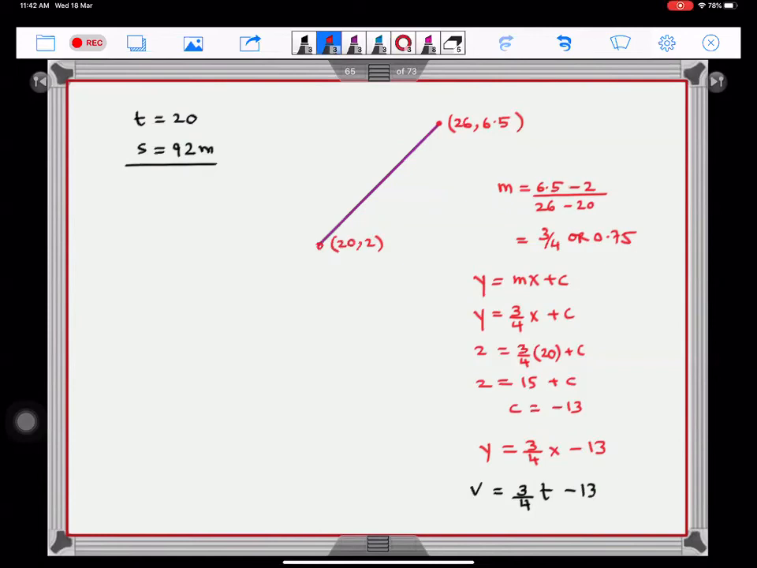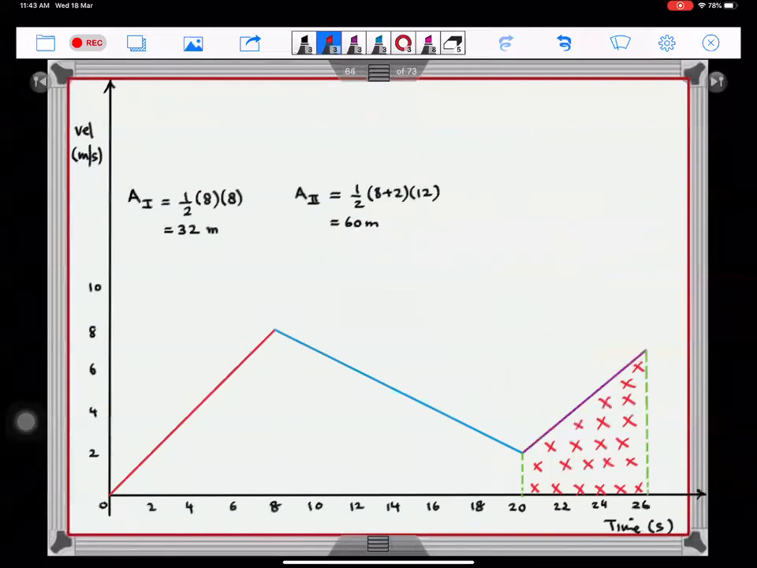Now, what's the last part? I need a displacement equation. That means I need to integrate this velocity equation. I'll integrate it, but I'll need some help for finding the constant of integration. What help do I need? I need the help from here.